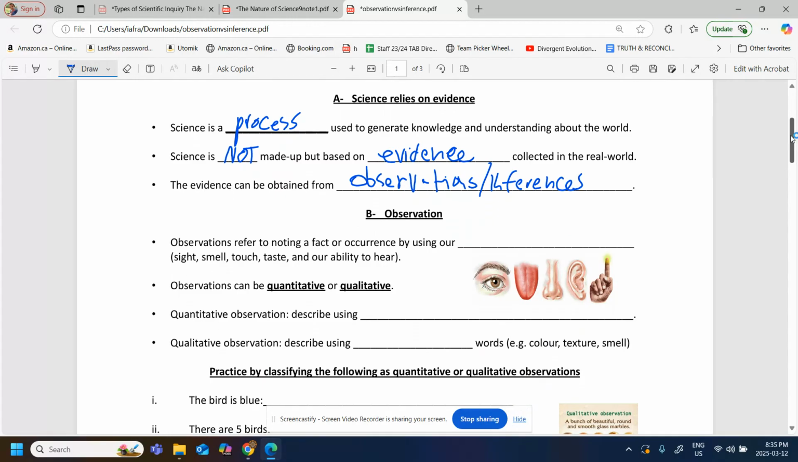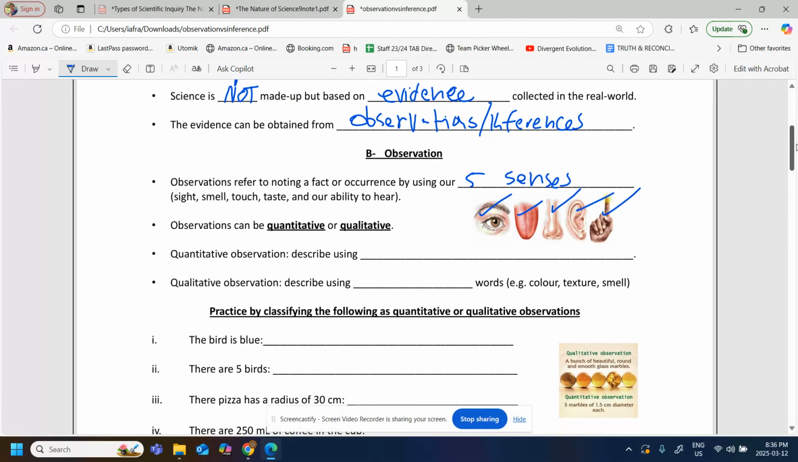So observations really refers to noting facts using your senses, our five main senses, I should say. And those senses are sight, taste, touch, smell, and also hearing.